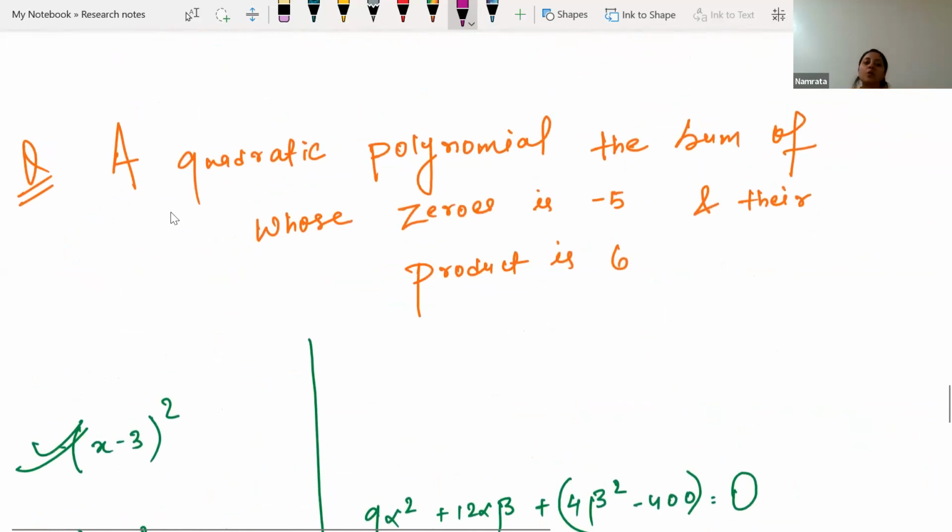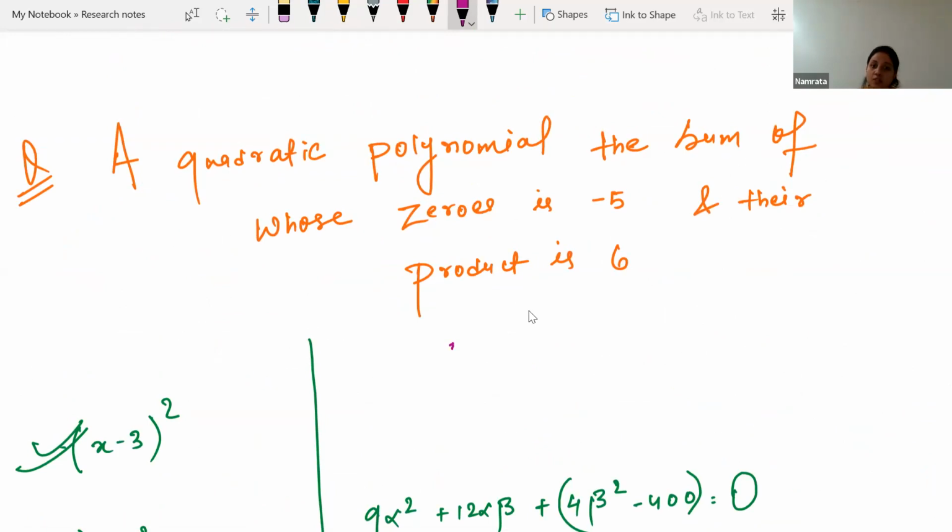Okay, this one. A quadratic polynomial, the sum of whose zeros is this, and their product is this. We have to frame a quadratic polynomial. This is a multiple choice question. Very basic, like a 1 mark question. Ma'am, we have an equation that is x square minus alpha plus beta x plus alpha beta. So we have to just put the values in the equation and it will be formed. Yeah, it will be formed.